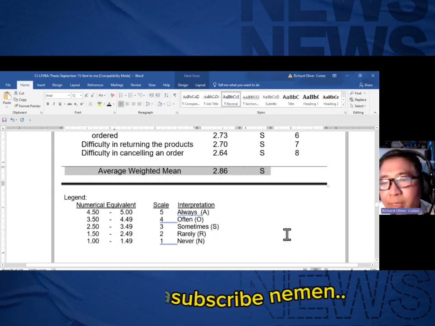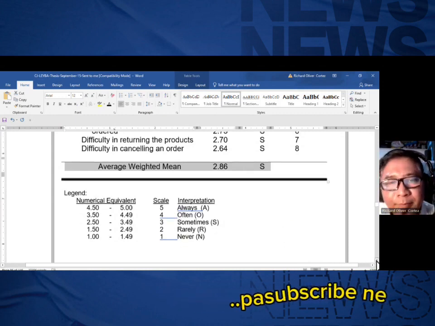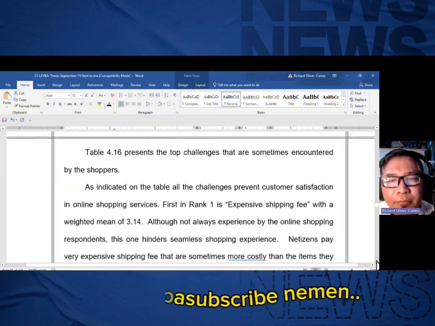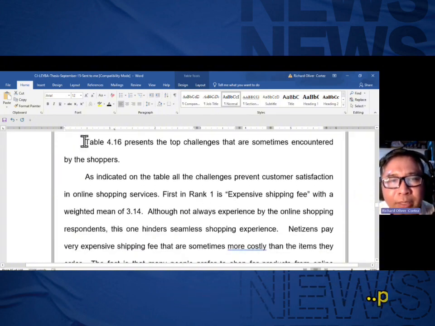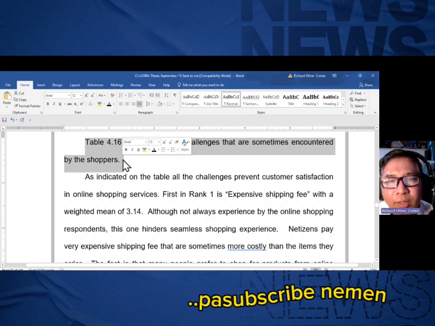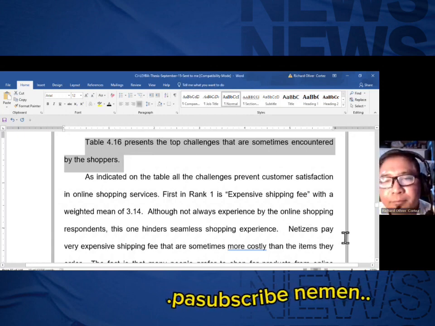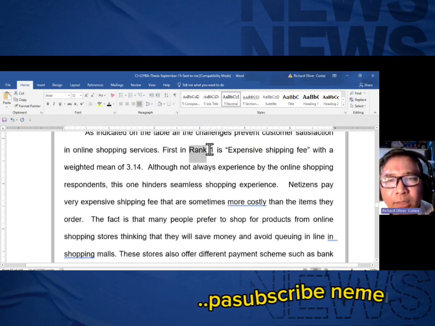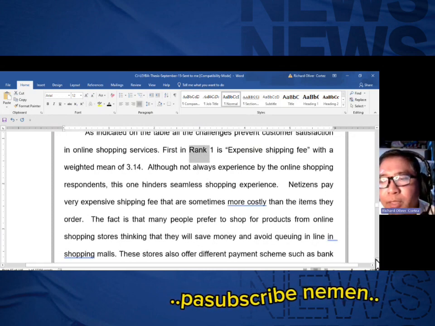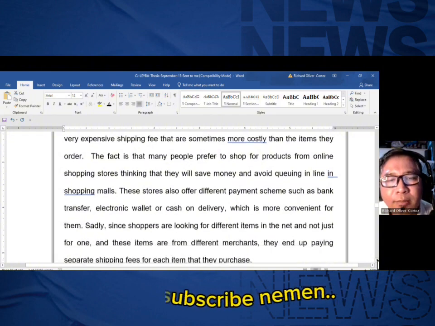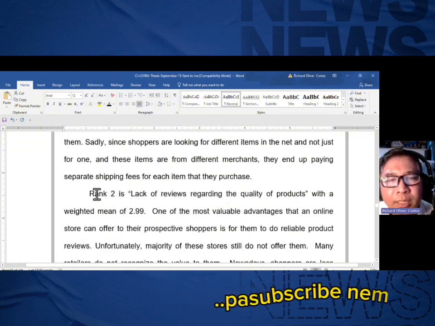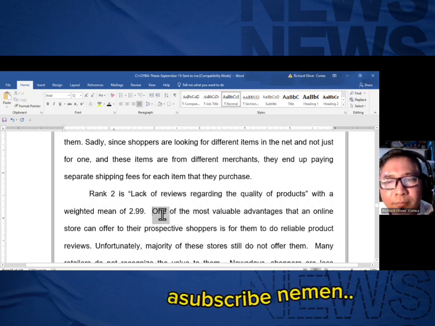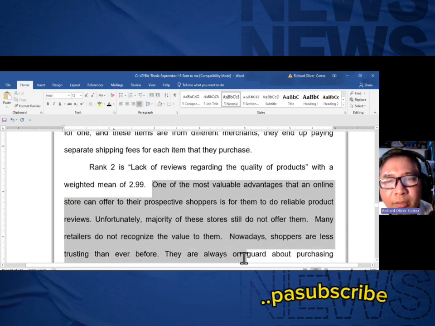Okay, so the same ano naman yan. Always, often, sometimes. Okay, so presentation, ganun din, table 4.16, you start with that one. And also the ranking, rank 1 to be discussed. The rank 2 to be discussed. The reasons, no? So the reasons, the rationale.